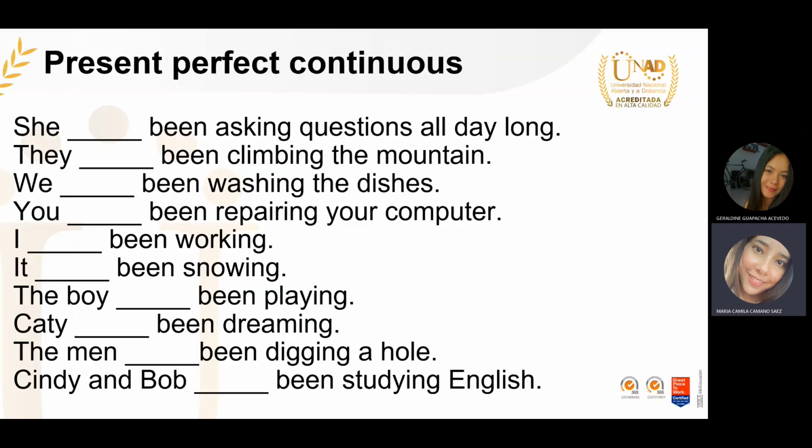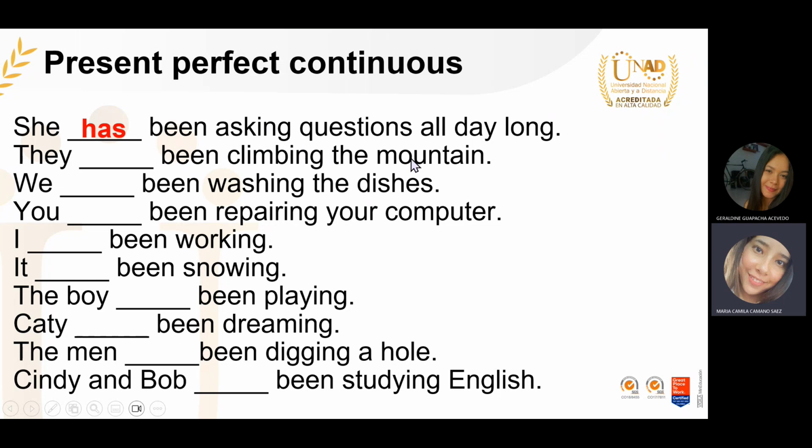Okay, so in this exercise, you have to fill in the blank with the correct auxiliary verb, have or has, depending on the subject. So I am going to do this. She has been asking questions all day long, and we have to use has because she is the third person, and with the third person we use has. But which auxiliary verb do we use here?